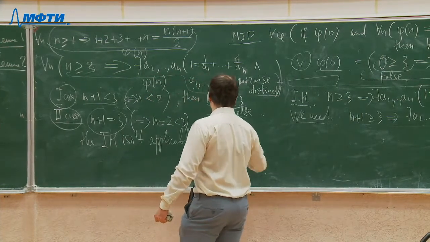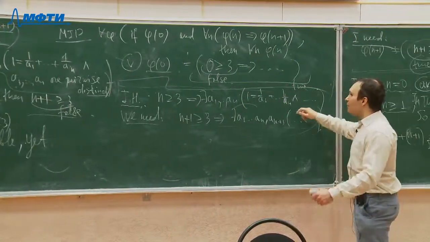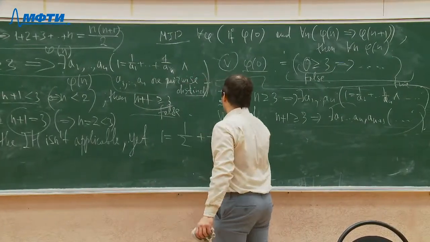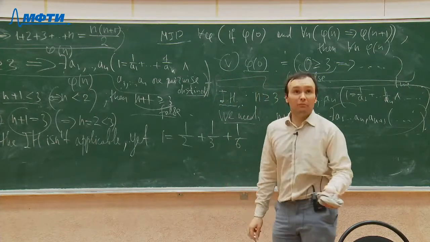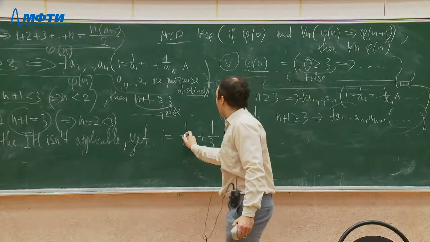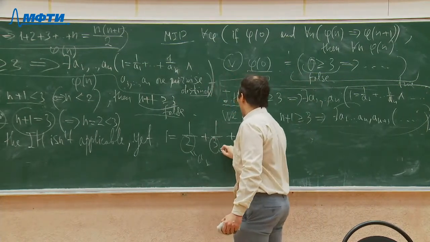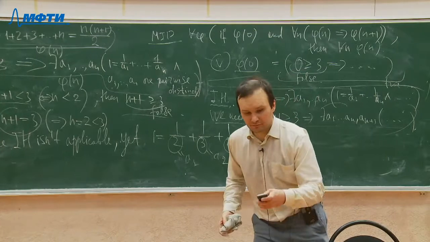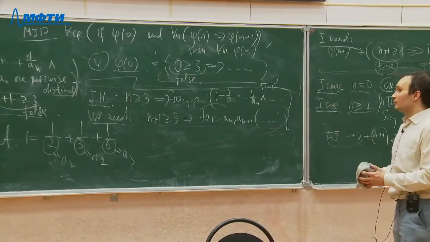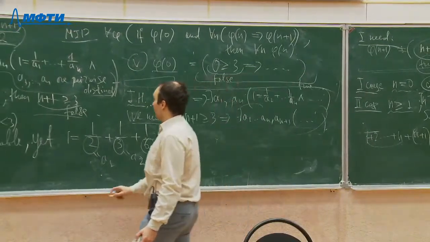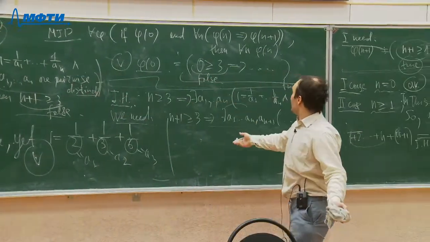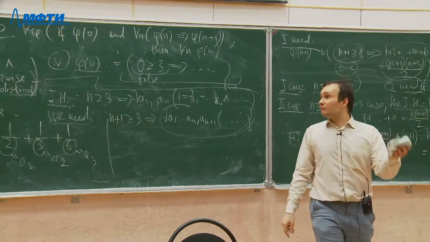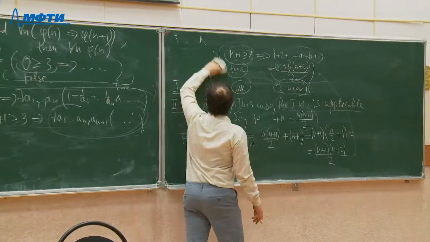Yet, I may provide the numbers explicitly. You know, 1 equals this sum. So I may take 2 as a1, 3 as a2, and 6 as a3. Is it clear? Okay. In this case, our statement is true as well. I have, in fact, provided the numbers. Okay. And the third case.